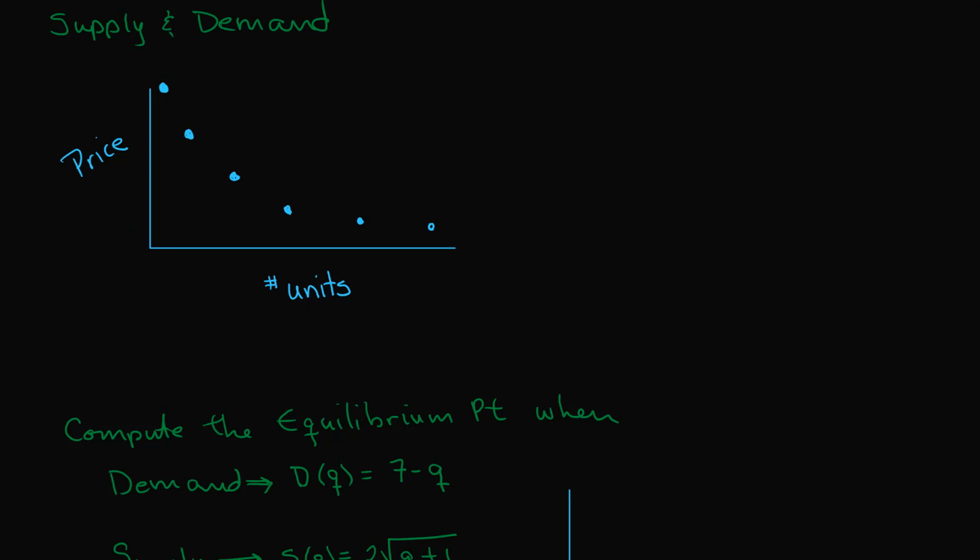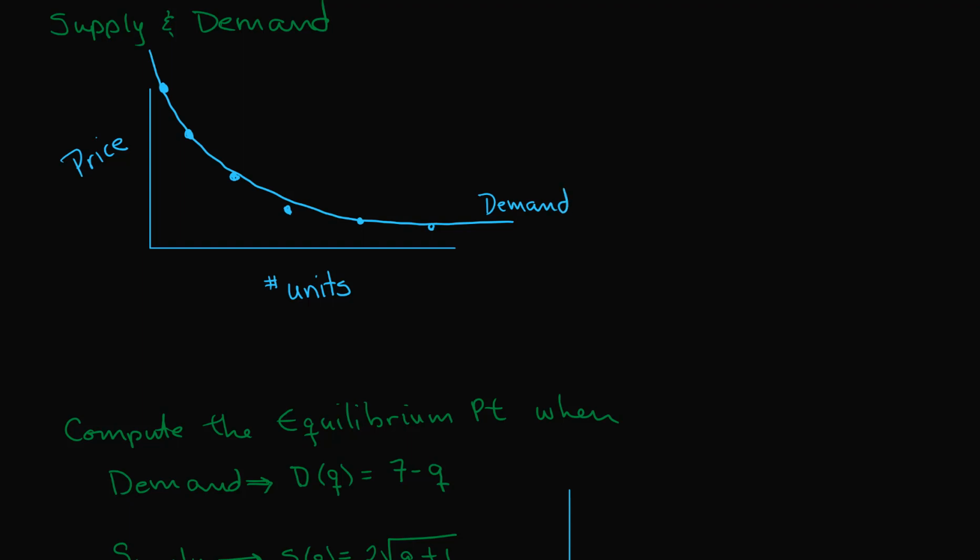Our demand function is going to end up typically being a decreasing function. Decreasing because as the price drops, the number of units goes up. So this is going to be our demand function.